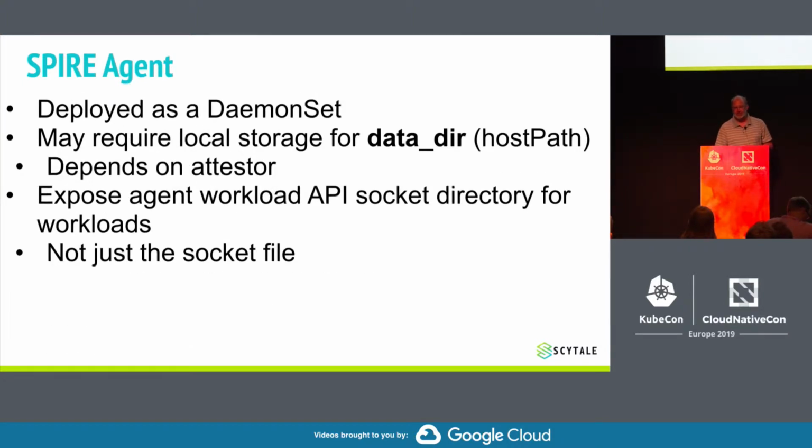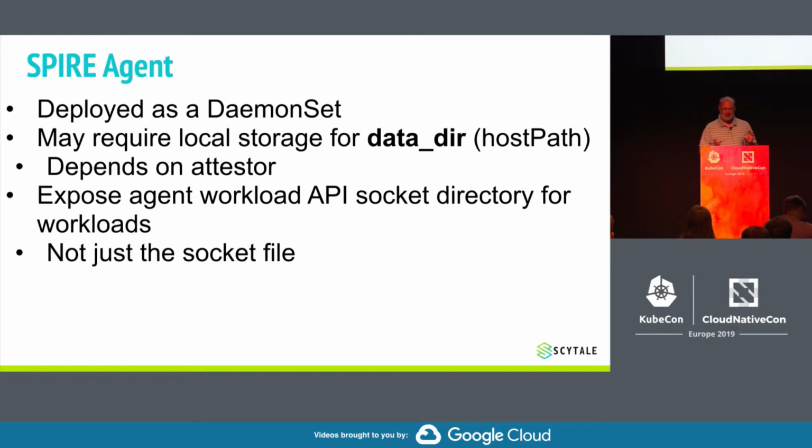For deploying the agent, that's a little bit more rigid. It's always going to be a daemon set in Kubernetes. It may require local storage for the data dir. That depends really on the attester that's in use, and I'm going to go into a little bit more detail on that shortly. And then finally, we need to expose the agent workload API Unix domain socket, mouthful, into the workload.